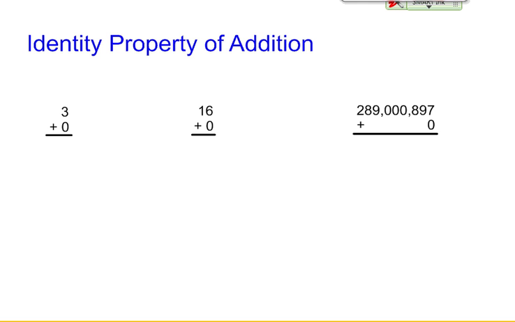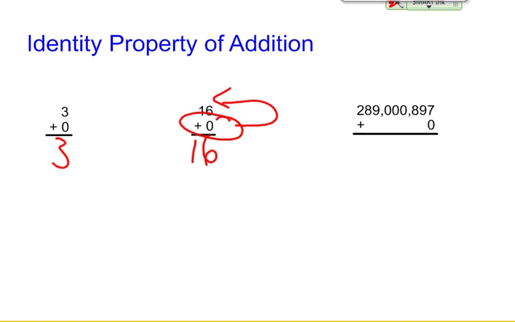The last idea is quite an easy idea. It's called the identity property of addition. The identity property of addition states that when you add a number to 0, the answer is always that number. For instance, 3 plus 0 is 3. 16 plus 0 is 16, right? So when we're adding a number to 0, it's always the other number. That's going to be your answer.